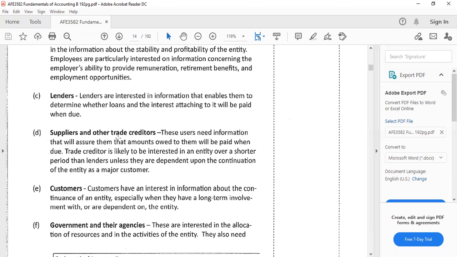These suppliers and trade creditors would want you to pay their account within a shorter period of time compared to the lenders. Lenders are people that give you loans, and a loan can take up to 10 years to be paid. But when it comes to suppliers and trade creditors, these are the people that you buy from today and you are expected to pay within 20 days or 17 days or 7 days. You understand?